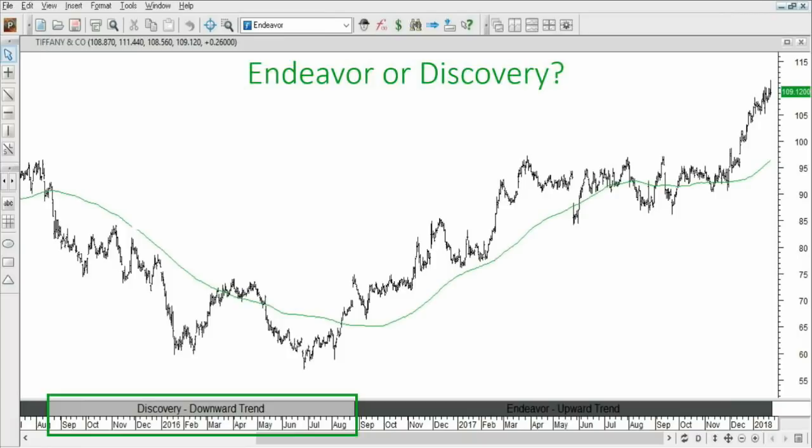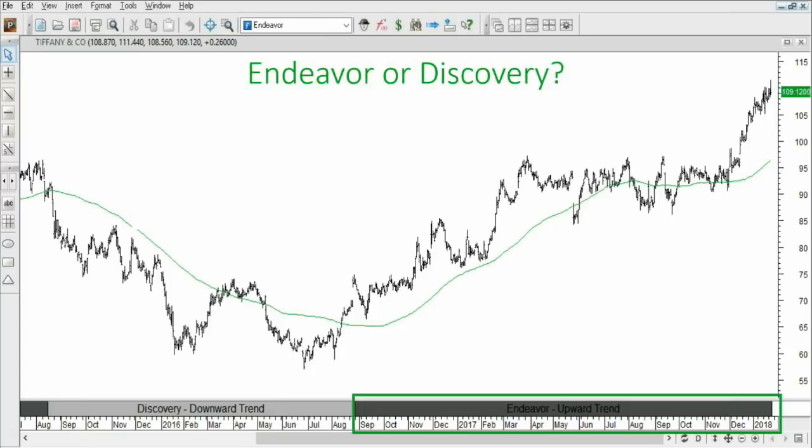And it's going to let you know that price is likely to make a downward trend and that you should not be going long this stock because it's likely to fall. But when the ribbon turns to dark gray, this time it represents the Endeavor category, and it lets you know that price is likely to make an upward trend. The ribbon on the bottom of your chart not only changes colors to represent the different categories, but it's also going to provide the text to remind you what the different categories mean and how price should move.